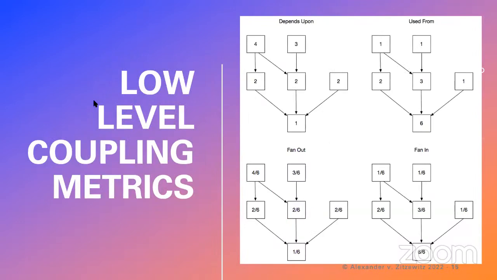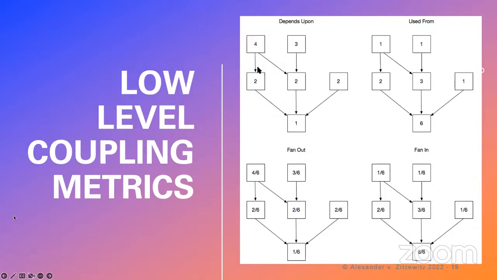Now, the low-level metrics that go into it, we already learned about: depends upon. That basically looks at how many people do I depend on, directly or indirectly. And you could also invert this metric and say, how many people are using me directly or indirectly? That would be used from.